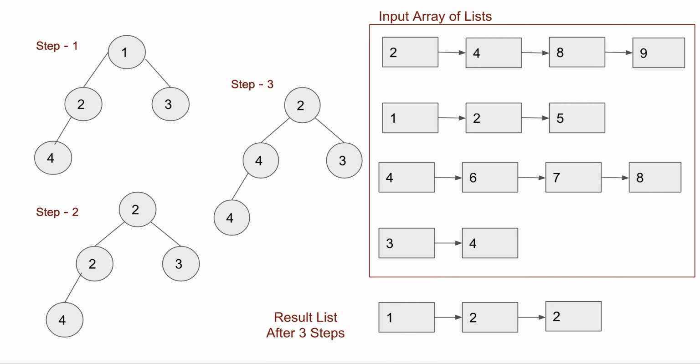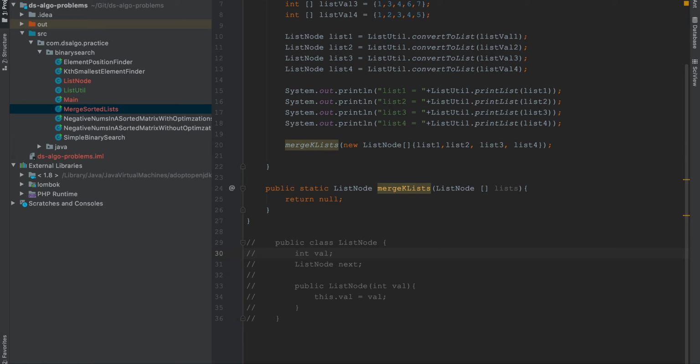Now let's jump on to the code. The main job here is to implement this mergeKLists method. It takes an array of list nodes as input, and then we have to merge these lists together into a sorted list. So our result should contain elements from all these input lists and the result should also be sorted. The structure of this list node is similar to the class mentioned here. It will have a value field and a pointer to the next node. So let's start implementing.